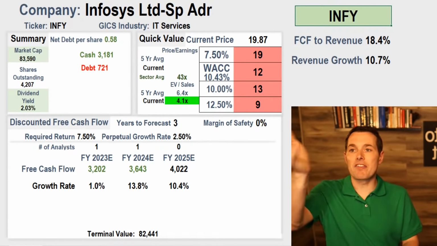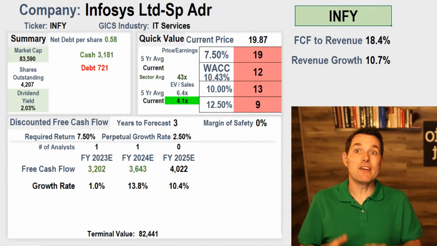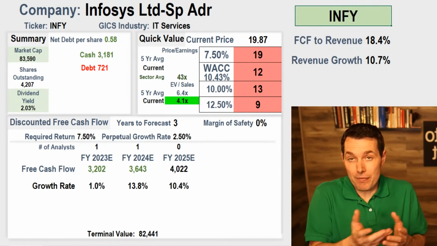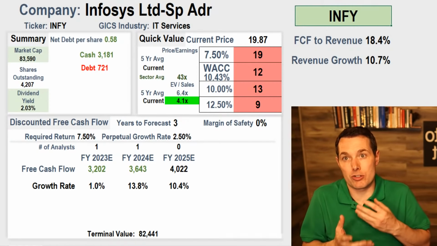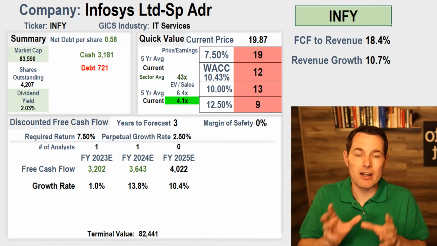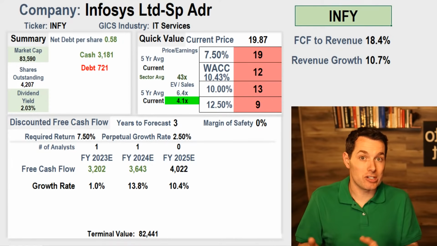Do we think in 2025 they're going to be at $4 billion in free cash flow? If we do, then fine. We can now ask, what return do we need and what is our confidence in that? That can help guide you towards your margin of safety.